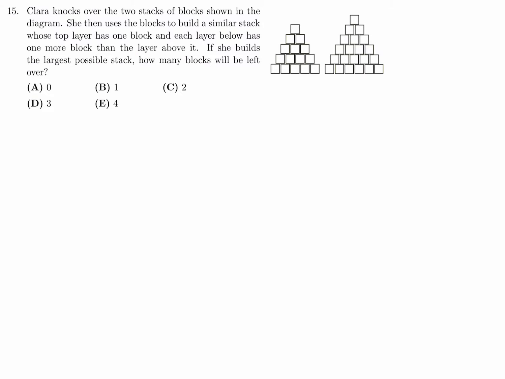Clara knocks over the 2 stacks of blocks shown in the diagram. She then uses the blocks to build a similar stack whose top layer has 1 block, and each layer below has 1 more block than the layer above it. If she builds the largest possible stack, how many blocks will be left over? Let's first count the number of blocks. In here we've got 15, and here we have 21. So in total, we have 36.